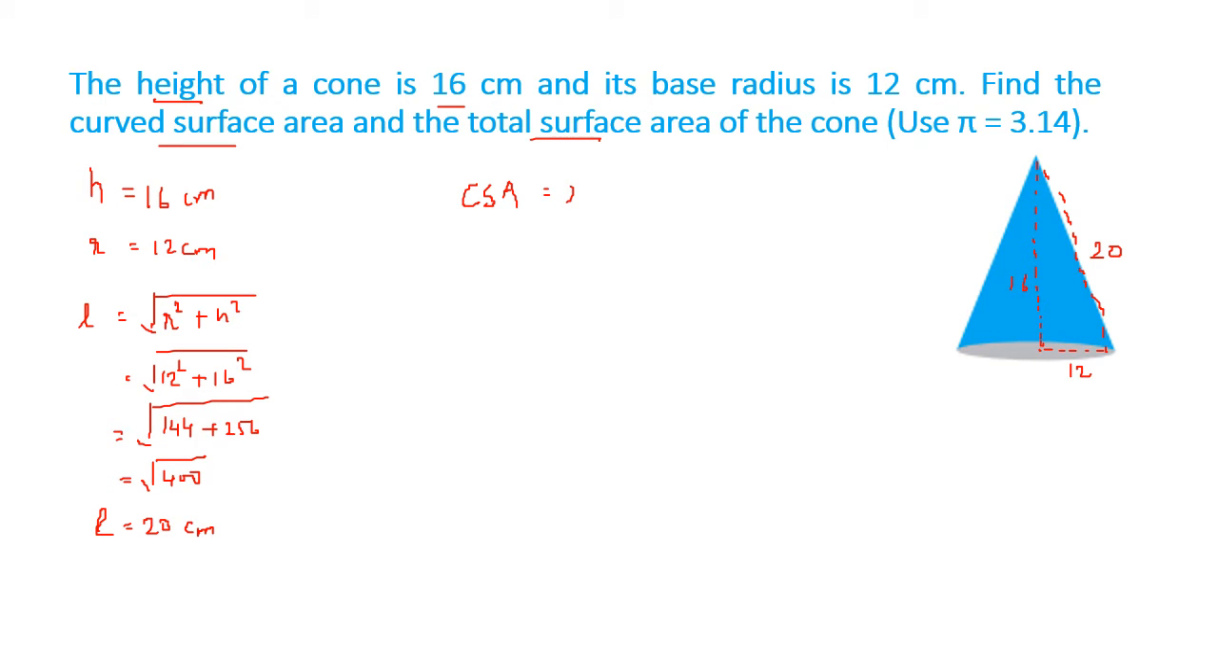CSA equal to pi r L. What is the value of pi? We are supposed to use 3.14 in this sum. It is mentioned. So 314 upon 100. R is 12. L is 20. So 0 and 0 cut. 314 into 2 is 628. So 628 into 12 upon 10.